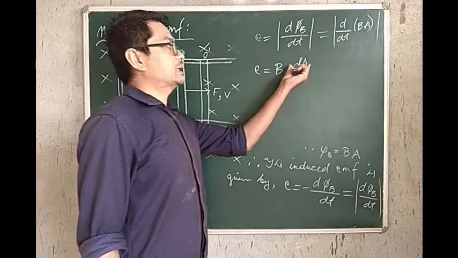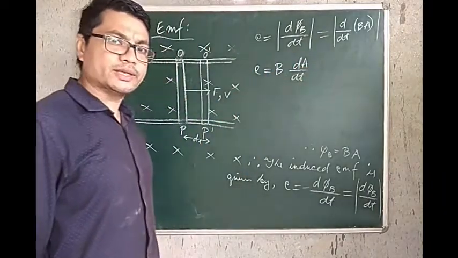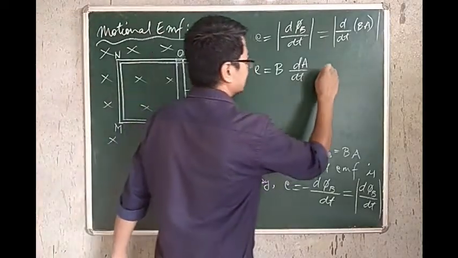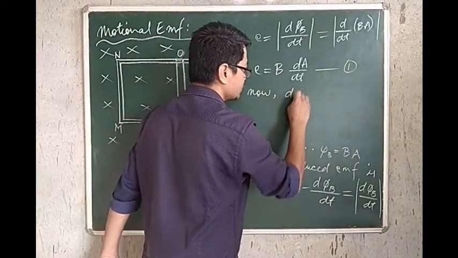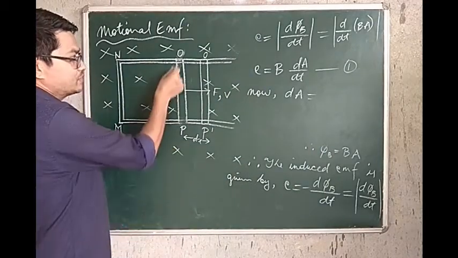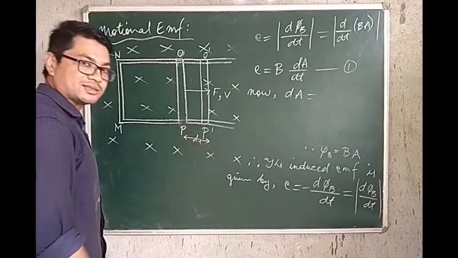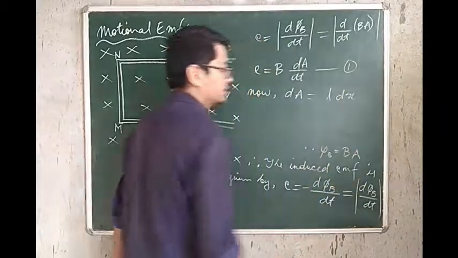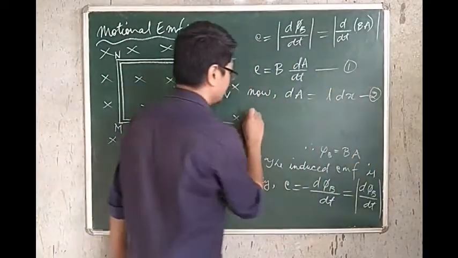Now what is dA? A is the area, so dA has to be the change in the area. Now what is the change in area? Let us call this equation number 1. Now the change in area dA will be how much? We've said the length of OP is L and it moves by a distance dx, so therefore the change in area dA is L into dx, length into breadth. So this is our equation number 2.